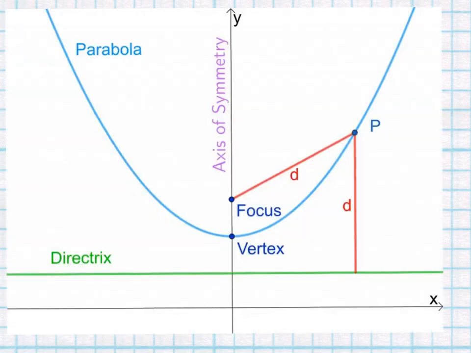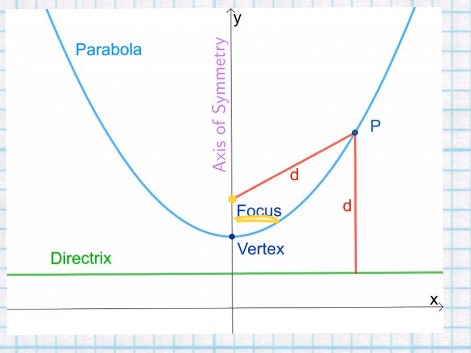So here we have an example of a parabola. It's in blue. You can see the axis of symmetry is our y-axis. This parabola's vertex is set up above the x-axis. So we can see the focus and the directrix are two new things that we want to take a look at. The focus is this point right here.